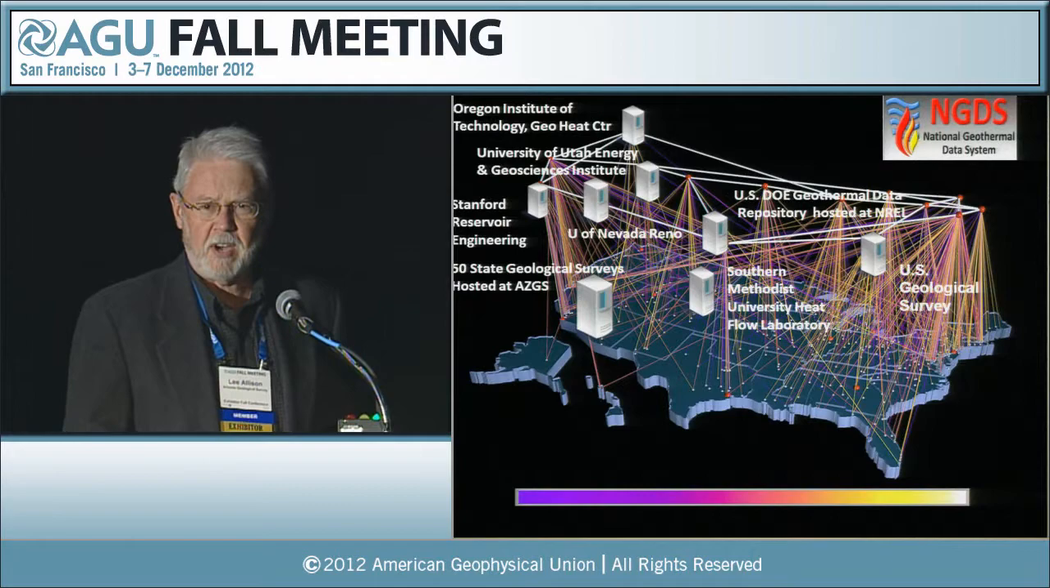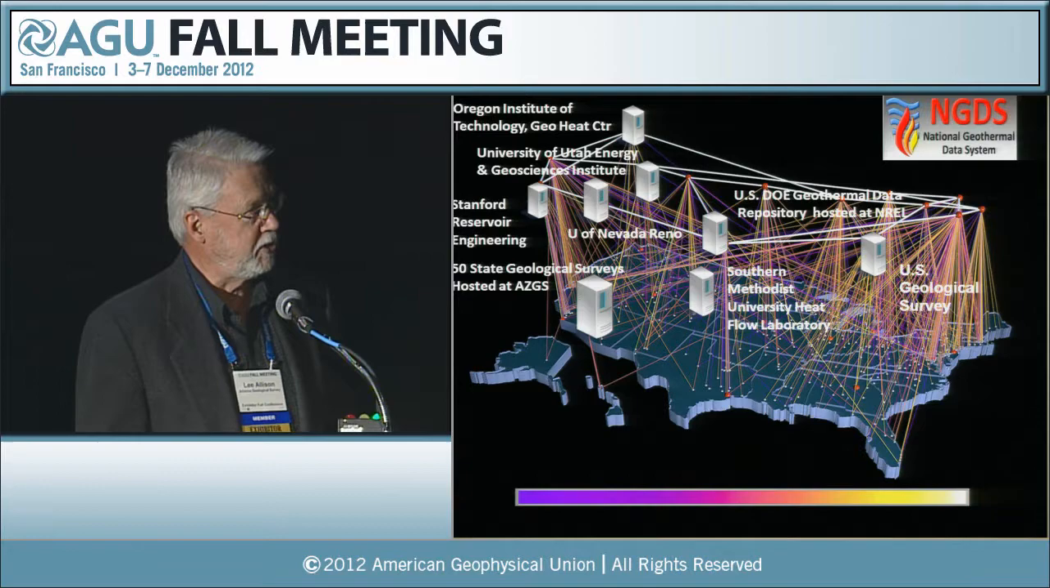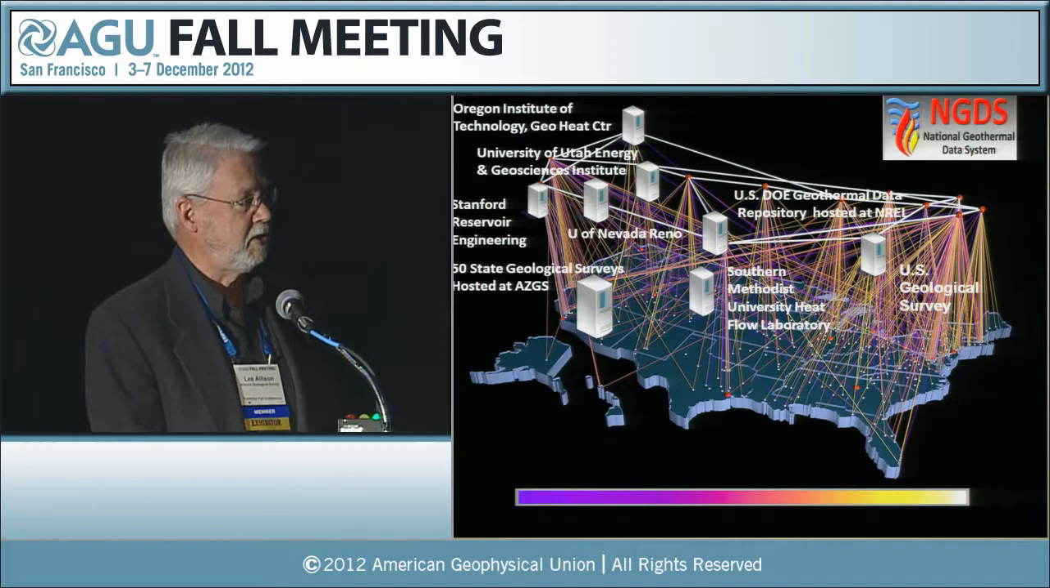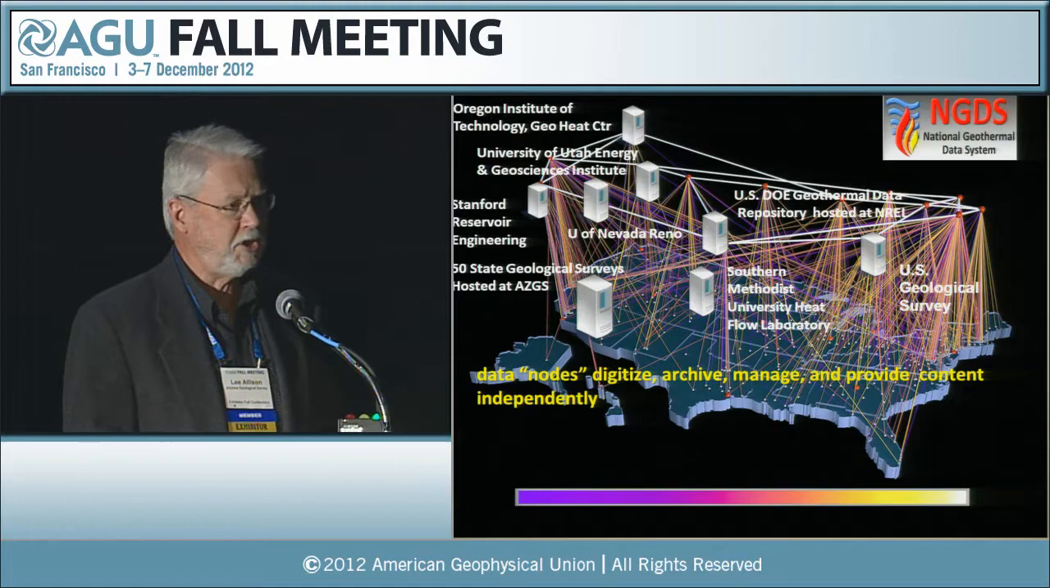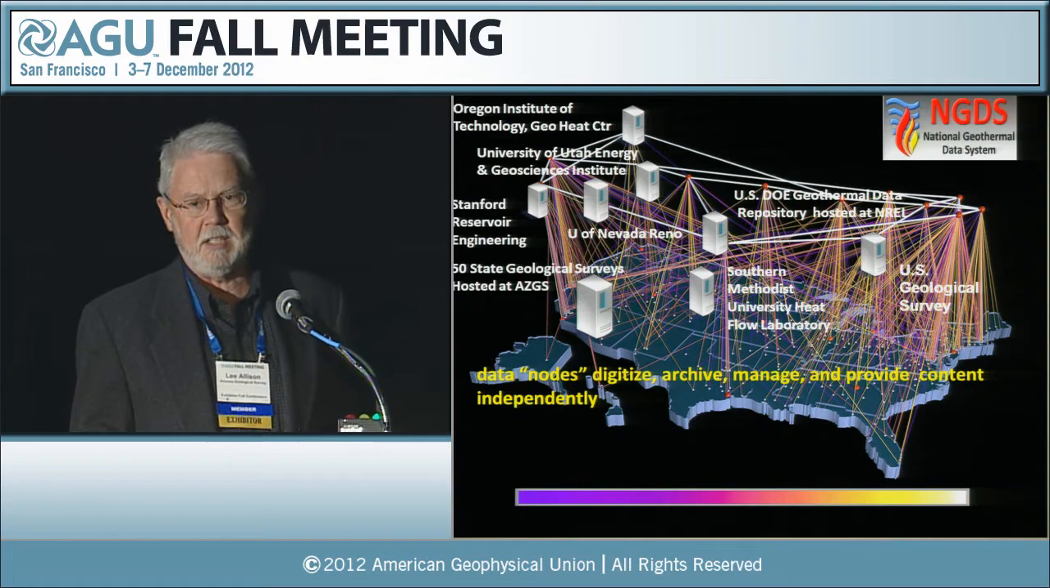DOE is funding 5 different projects across the country, and these are the prime contractors and the primary subs on those building this system. The state geological surveys have all 50 of us involved in that, but you can see that there's a half a dozen of the major geothermal energy research centers, the USGS, as well as a national lab at the National Renewable Energy Lab. Each node in this distributed network is digitizing data, archiving it, managing their own data, and providing that content independently into a distributed national system.